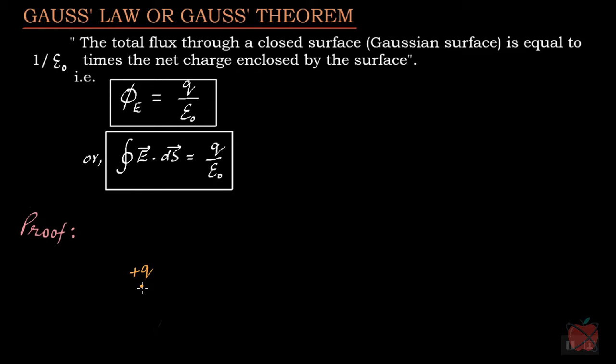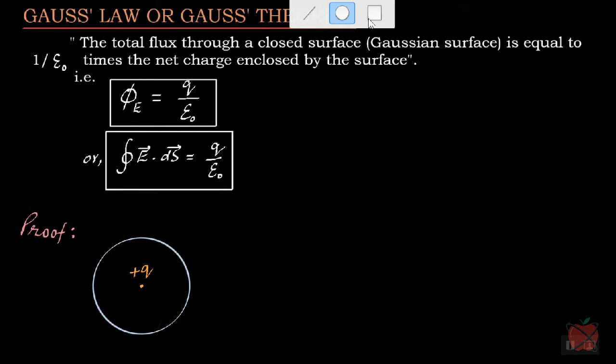Let's say we have a small point charge out here, plus Q. So this point charge will produce electric field in all directions. So the electric field lines will be going out in all directions. So what we do is we choose a closed surface. And the shape of this closed surface, for convenience, let us choose it to be a spherical surface. So let's say something like this. We have a spherical surface which is enclosing the charge. The charge is at the center of this spherical surface.